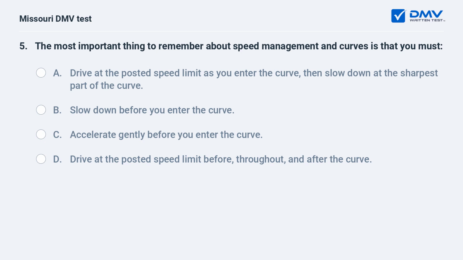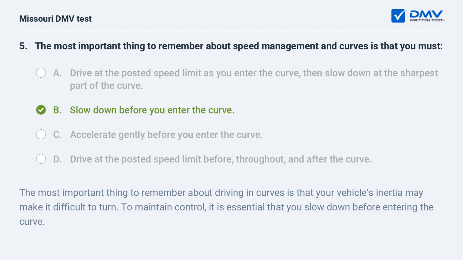The most important thing to remember about speed management and curves is that you must A. drive at the posted speed limit as you enter the curve, then slow down at the sharpest part of the curve. B. slow down before you enter the curve. C. accelerate gently before you enter the curve. D. drive at the posted speed limit before, throughout, and after the curve. B. slow down before you enter the curve. The most important thing to remember about driving in curves is that your vehicle's inertia may make it difficult to turn. To maintain control, it is essential that you slow down before entering the curve.